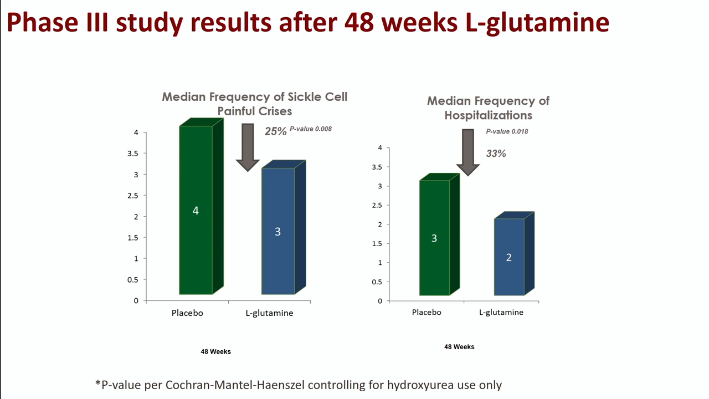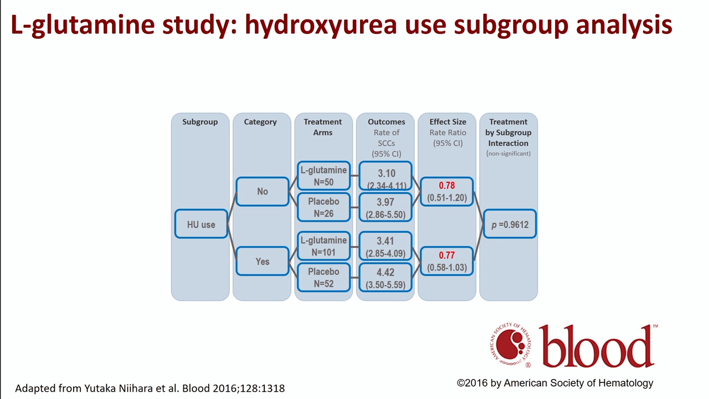Similarly, there was a decrease of about 33% in the frequency of hospitalizations for those on L-glutamine versus placebo. The investigators found that this same decrease in the frequency of hospitalizations stayed true even if they were on hydroxyurea versus not on hydroxyurea.